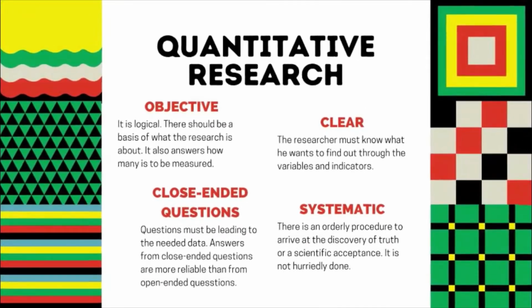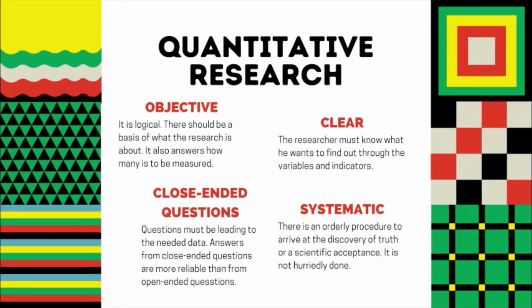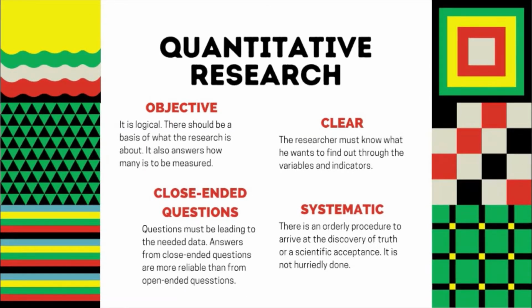Quantitative research is an objective, systematic, empirical investigation of observable phenomena by gathering quantifiable data analyzed using mathematical, computational or statistical techniques. The following are the characteristics of quantitative research. It is objective. There should be a basis of what the research is about. It also answers how many is to be measured. It is clear and systematic.